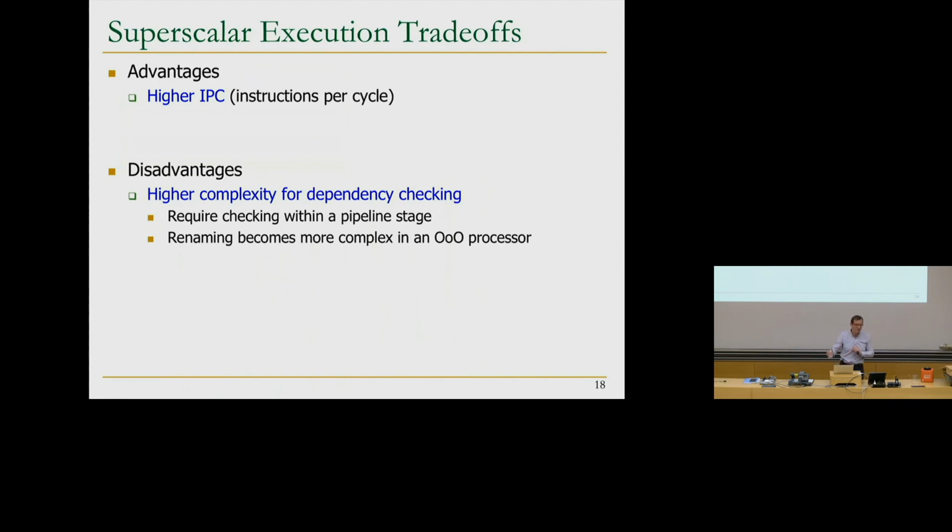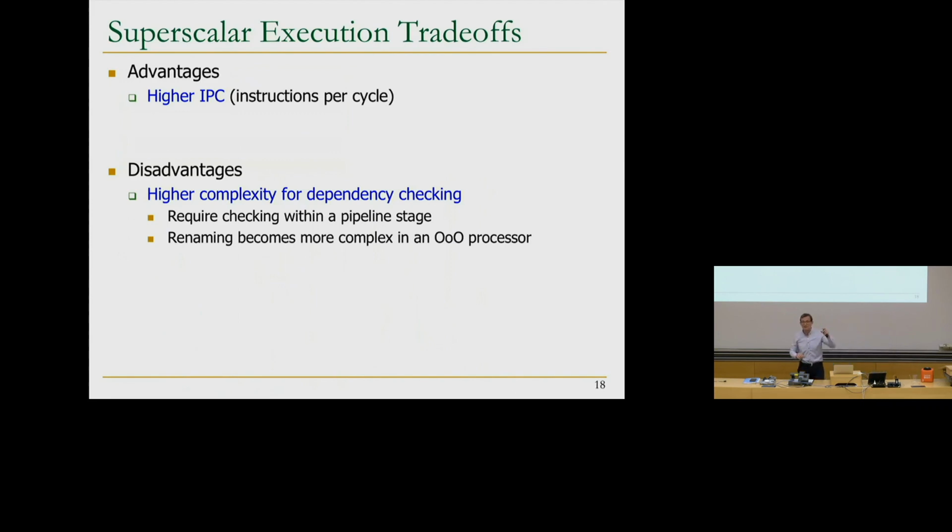And also, if you build an out-of-order superscalar machine, renaming becomes more complex because you need to, as opposed to renaming 1 instruction per cycle, now we're going to rename 4 instructions per cycle, right? So you need to add all of the logic to be able to do that. And if you actually do the logic design, you'll see that it's a mess. It's really a tree of comparators.